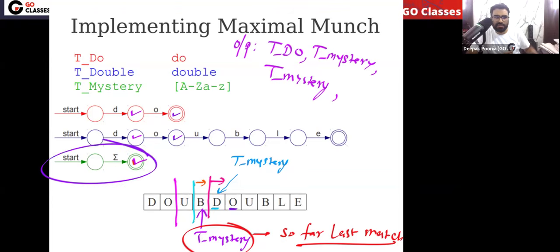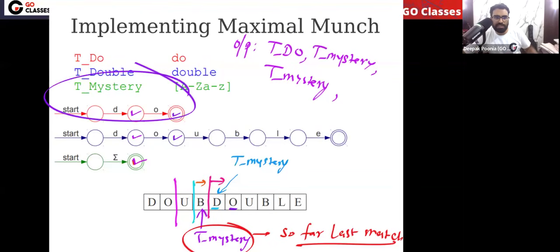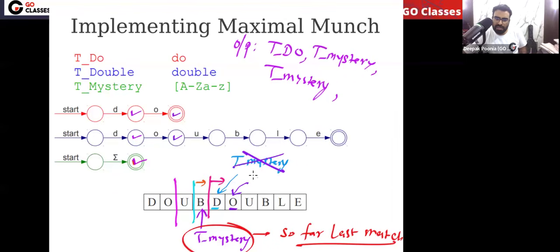The third NFA is stuck, because in the third NFA you cannot read DO. But remember, the interesting thing is that the first NFA is in the final state. So because the first NFA is in the final state, this previous marker I can remove and I can put a new marker. A new marker I can put, that is DO.